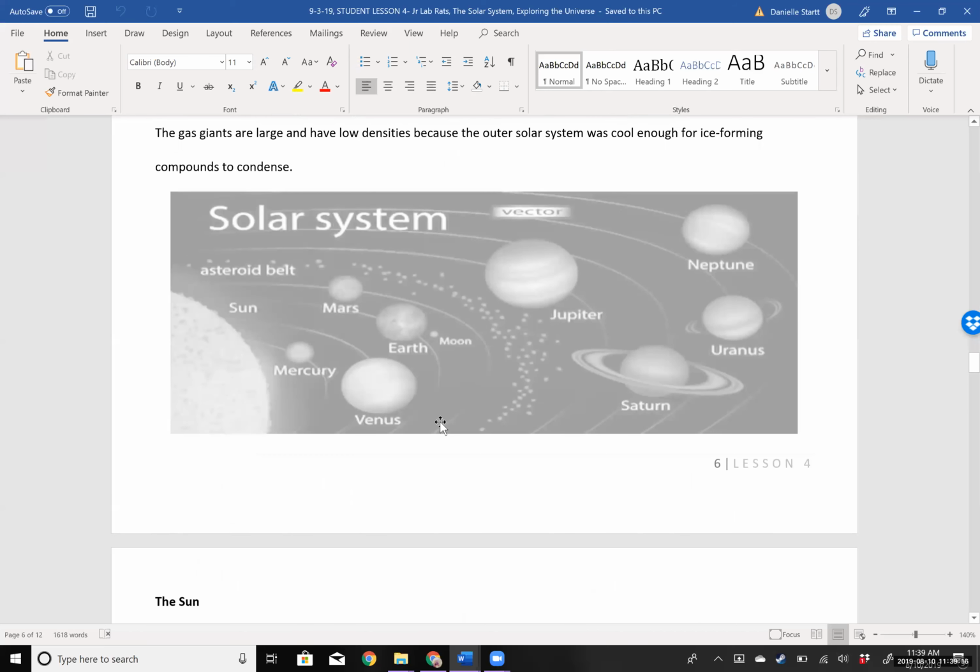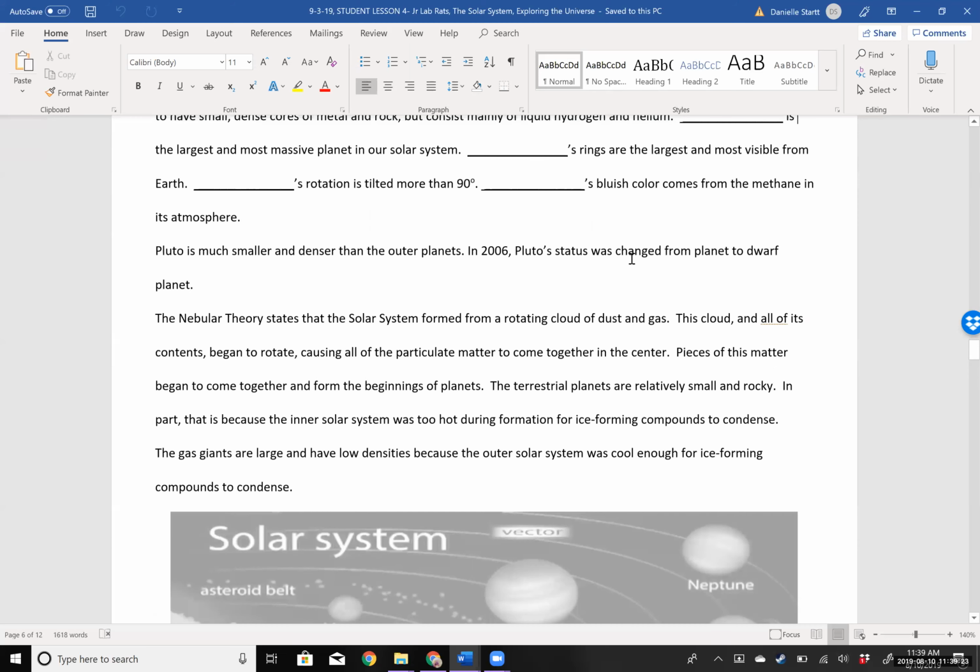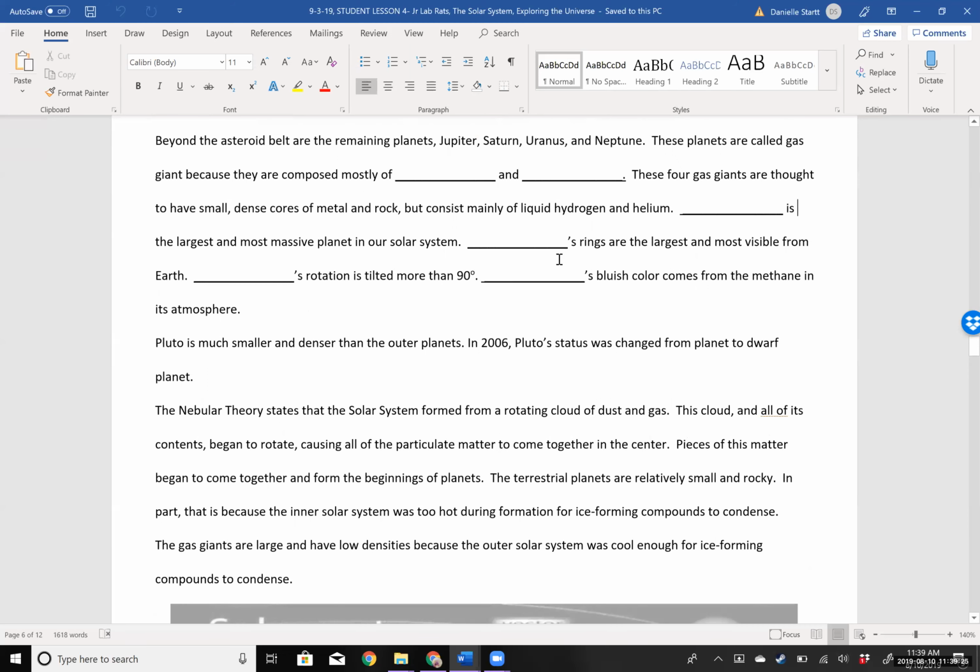And if you look right here, there are two with rings. So that's going to be tricky to answer if you don't know which one is being referred to as the rings being visible from Earth.